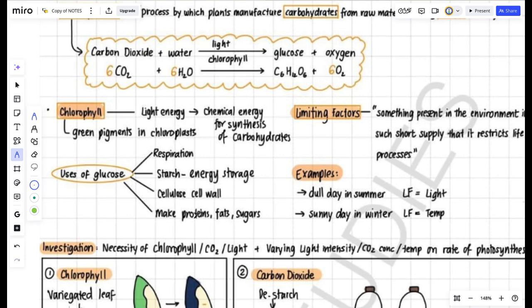Glucose is used for the manufacturing of protein because you need the glucose to react with nitrate and sulfur to make protein or amino acids. Also, glucose is needed for the manufacture of fat. Glucose is needed for the manufacturing of sugar, complex sugar.